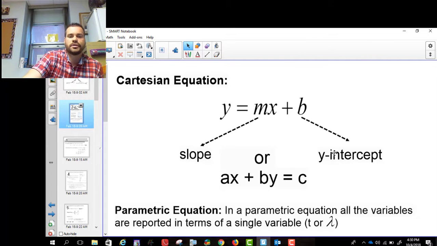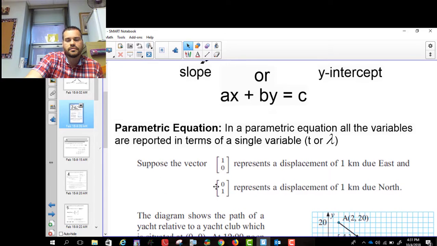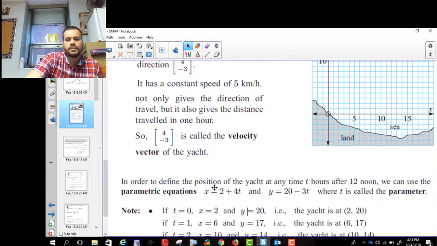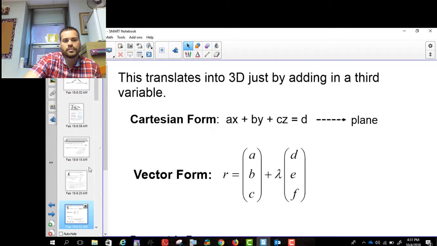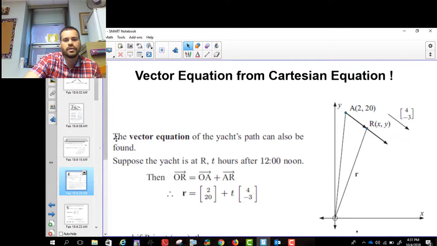So you have your Cartesian equation, which you remember is y = mx + b. You have your vector equation, which is r = a + tb, and then you have what is called a parametric equation. Basically a parametric equation is something where you're given things in terms of a parameter, a letter. So you're given like x is 2 + 4t and y is 20 - 3t. We're not going to go into the whole question here, but this is the idea of a parametric equation. So you basically have three forms: your Cartesian equation, your vector equation, and your parametric equation.